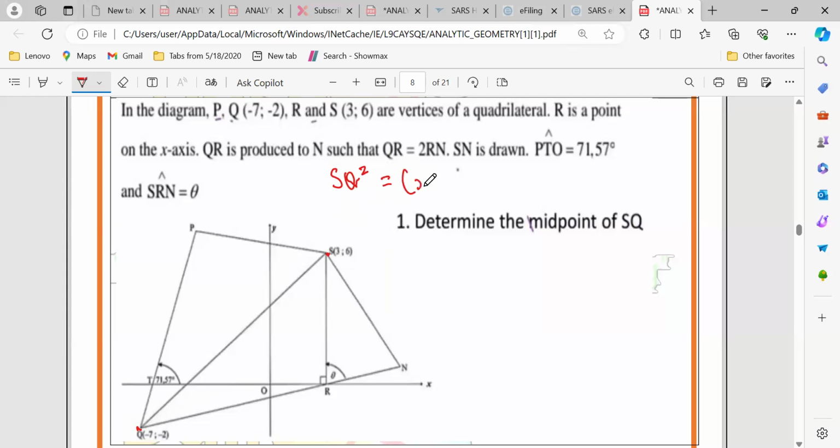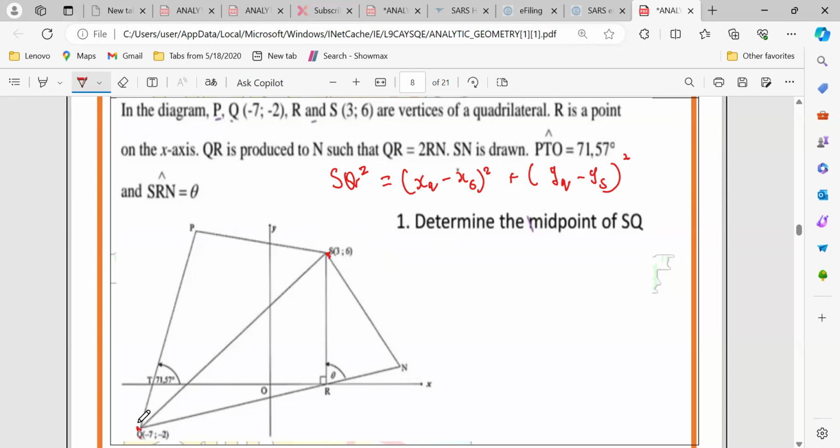It's going to be given by X at Q minus X at S all squared, plus Y at Q minus Y at S. And then check here: you know the coordinates of S, and you also know the coordinates of Q. Now, what else are we interested in analytical geometry?